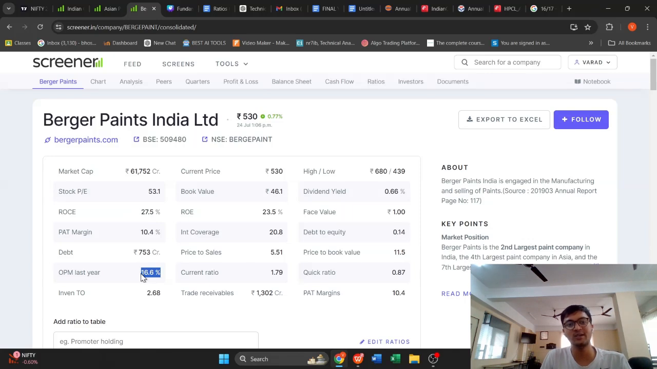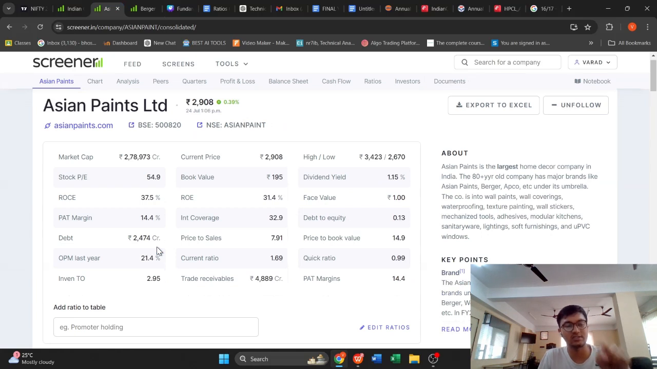So straight away you can see that if a company is delivering a greater than 20% profit margin, on 100 rupees of paint it is selling, the company is able to make 20 rupees. That is about operating profit margin. So Asian Paints in the same segment is able to make more money compared to Berger Paints. Simple.